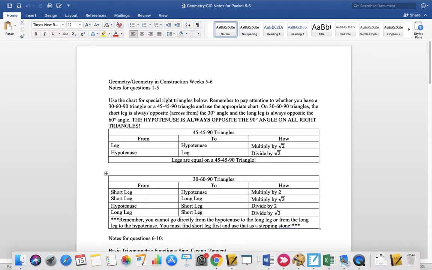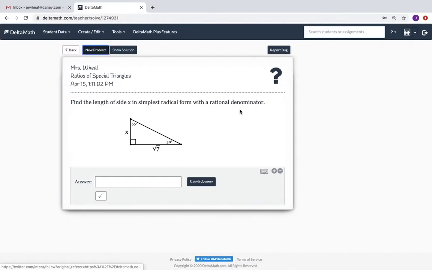Okay, so we are going to go over here to Delta Math and go to this example. So this says find the length of side x in simplest radical form with a rational denominator. Now if you'll remember from class, you have to rationalize the denominator when you're working with radicals. So we're going to go ahead and go over this.